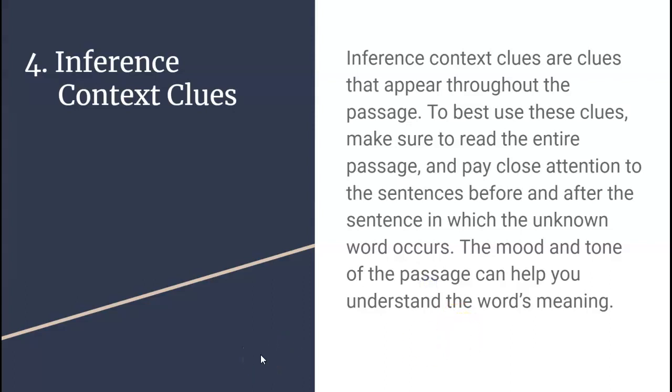Our last context clue that we're going to talk about today are called inference context clues. These are probably the trickiest because you have to take all of the information in the passage into account when you're trying to figure out the meaning of unknown words using inference context clues. It tells us that to best use these clues, you have to read the entire passage. You have to pay close attention to the sentences before and after the sentence where you have the unknown word. And you also have to pay attention to the mood and the tone of the passage. Please make sure you have your notes copied down from this slide before you move on to the examples.